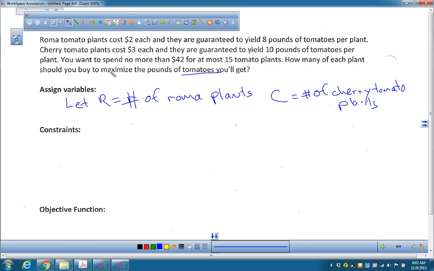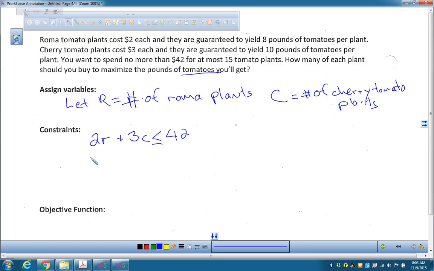Go ahead, Jessica. 2R plus 3C is less than or equal to 42. Yes, ma'am. That's one constraint. Can I do another? Go ahead.